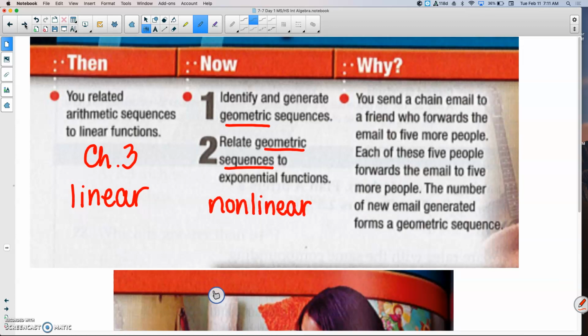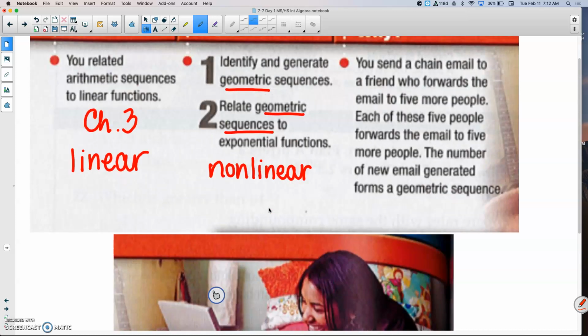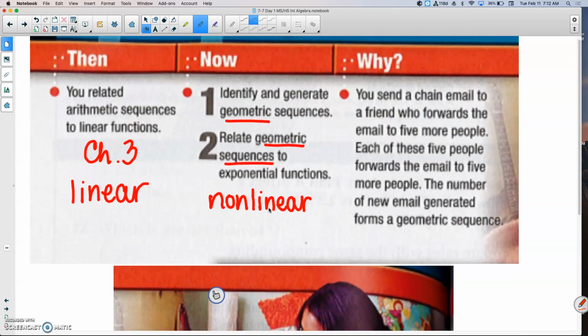And then the Y says you send a chain email to a friend who forwards the email to 5 more people. And each of these 5 people forward the email to 5 more people. The number of new emails generated forms a geometric sequence. So you send it to 5 people, and each one of them sends it to 5. So that makes it exponential because it's multiplied by 5 each time.